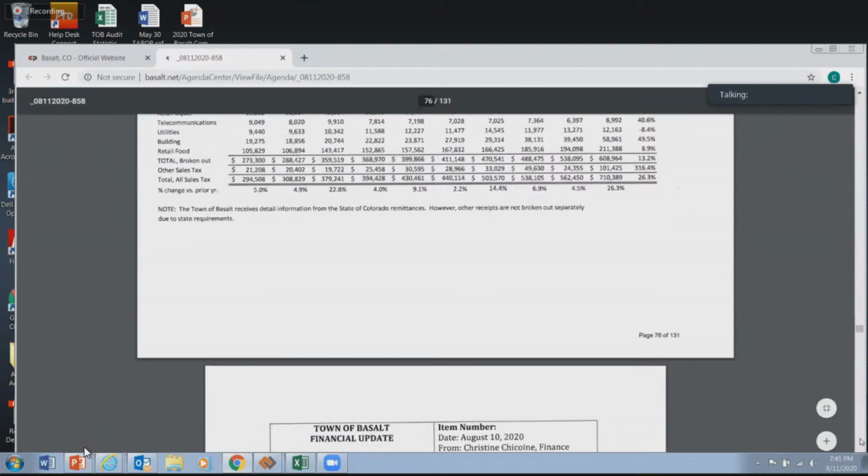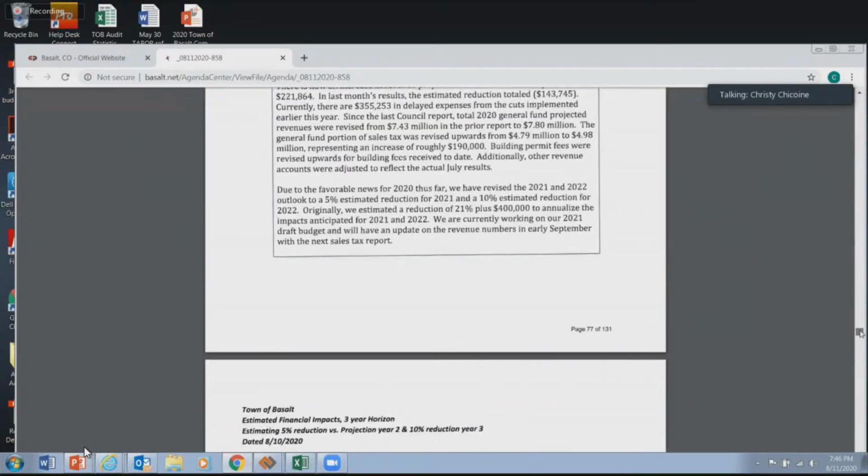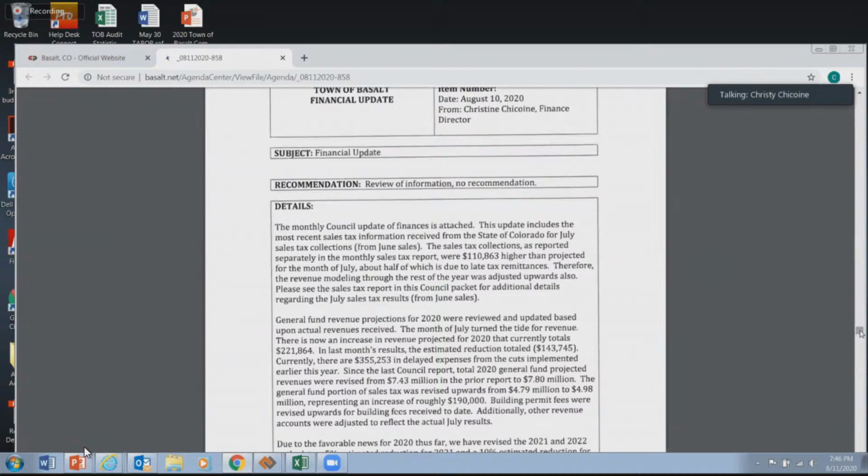Thank you. Okay, so financial update. Some of the same that we just talked about in the sales tax, sales tax being such a large portion of our normal revenue base, drives our numbers on the financials for the revenue side for our general fund as well. Last month's results, we estimated a revenue reduction totaling $143,745 compared to budget. And now we've turned the tide, and we're looking at a revenue increase of 221,000, mostly due to our sales tax increases.